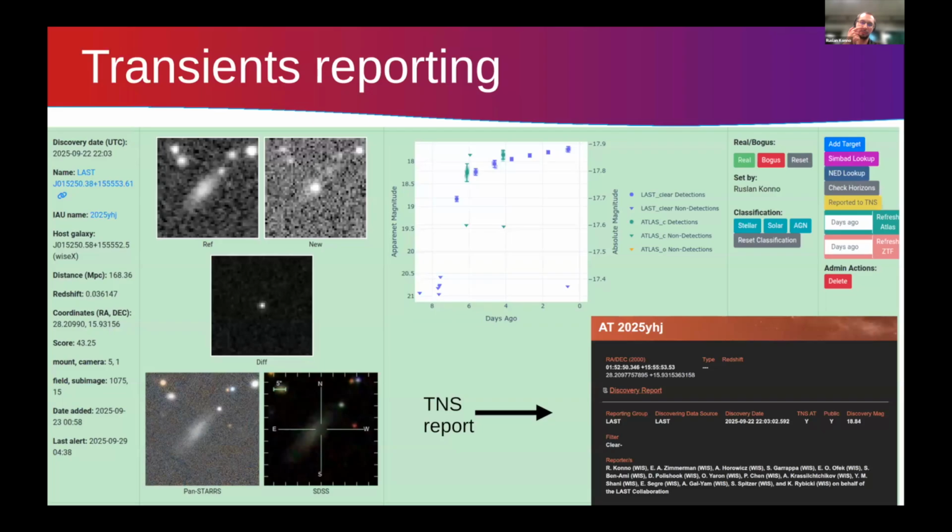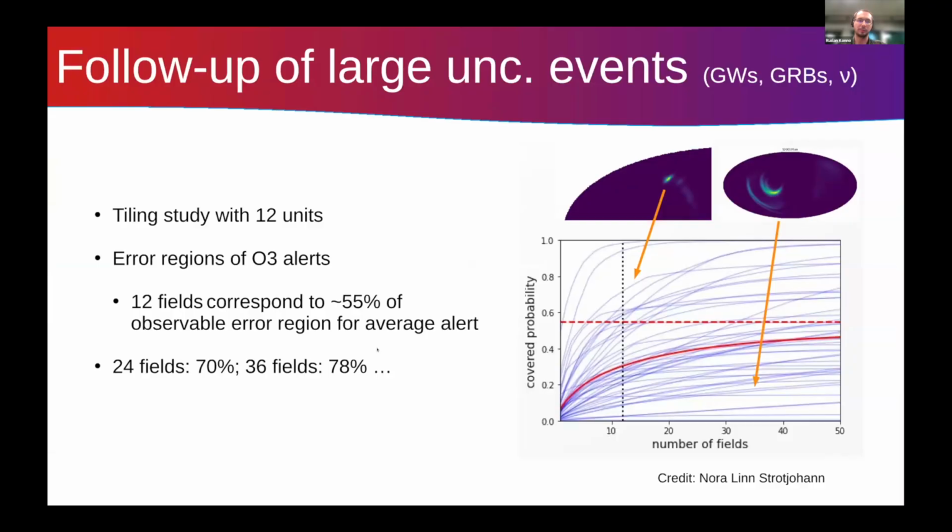So we operate every night. We have a marshal where these transients are reported to TNS. So we also report these transients to TNS, and this is one of these such supernovae. You see that we cover this one, for example, fairly well in time.